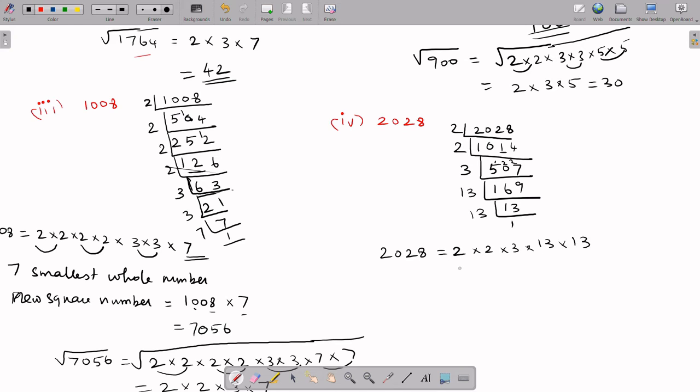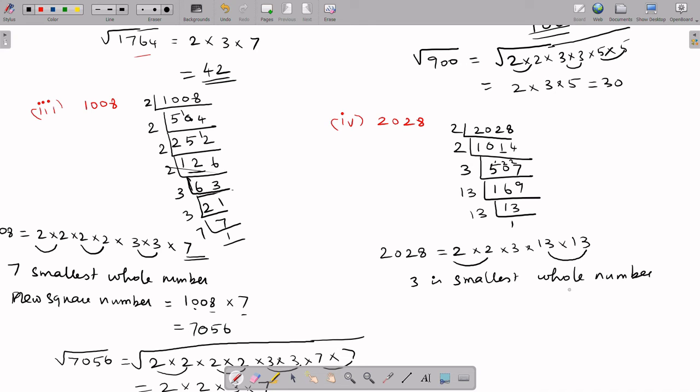So here this 2, you can combine these two and these two, but here 3 is missing. 1 3 is missing. So 3 is the smallest whole number. You have to write this. 3 is the smallest whole number. Okay, 3 is the smallest whole number. That is the result we need.